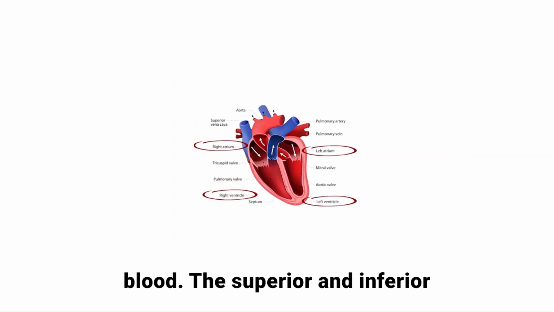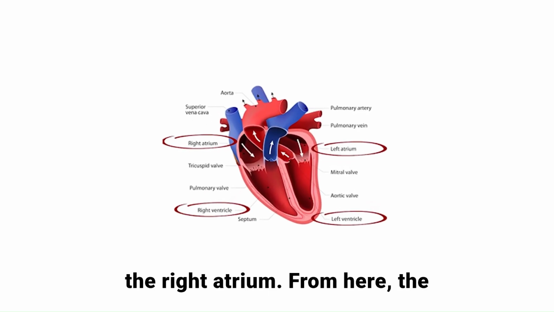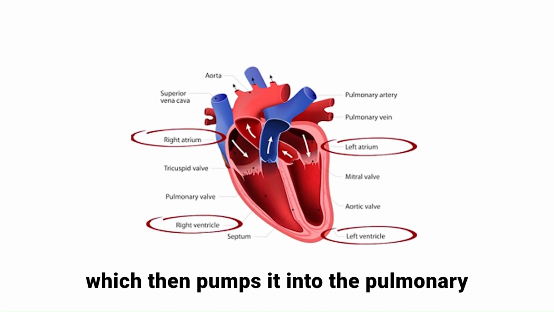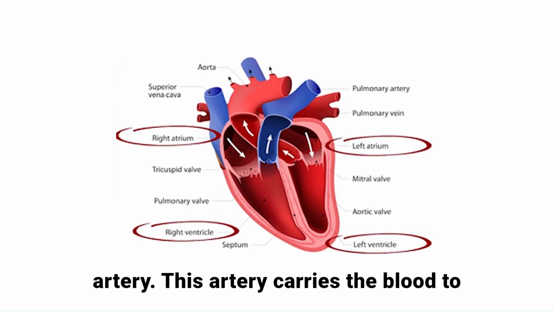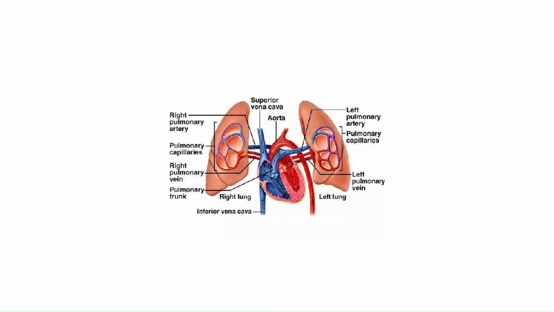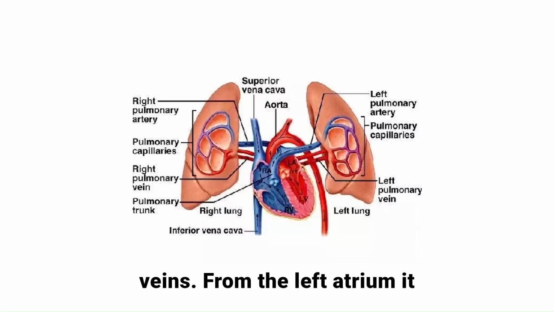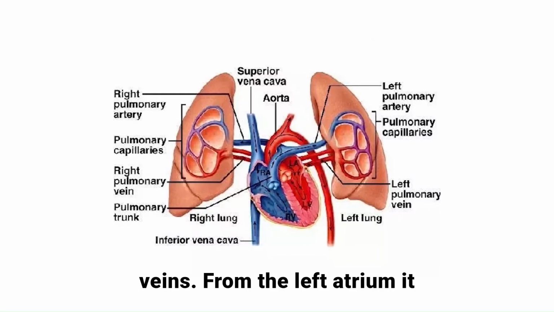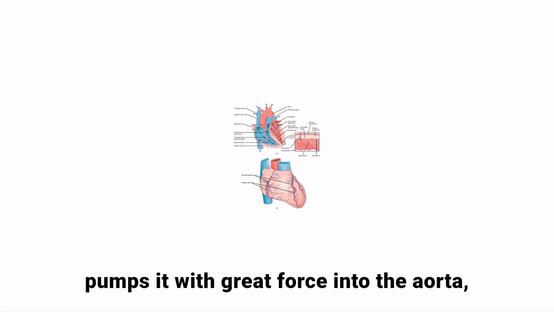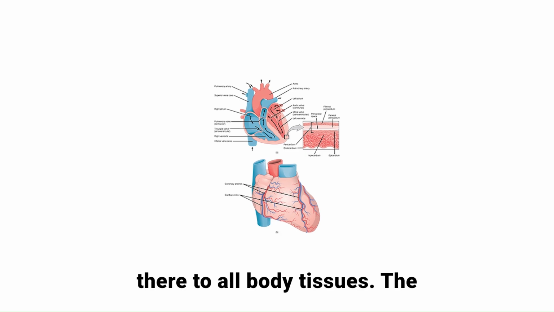The superior and inferior vena cava bring deoxygenated blood into the right atrium. From here, the blood passes into the right ventricle, which then pumps it into the pulmonary artery. This artery carries the blood to the lungs, where it gets oxygenated. The freshly oxygenated blood returns to the left atrium through the pulmonary veins. From the left atrium, it moves into the left ventricle, which then pumps it with great force into the aorta, the largest artery in the body, and from there to all body tissues.